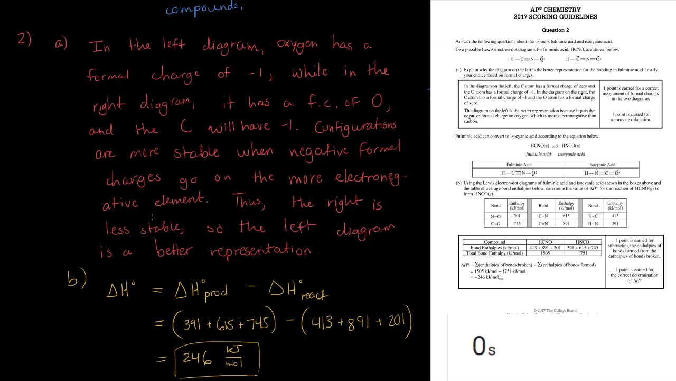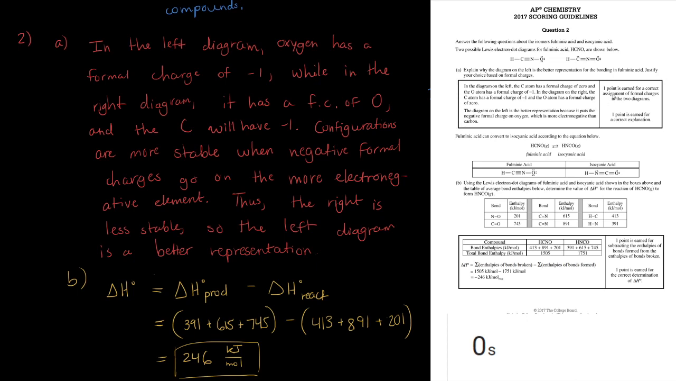So this is the formal charge guy. We can say in the diagram on the left, the C atom has a formal charge of 0 and the O atom has a formal charge of -1. In the diagram on the right, the C atom has a formal charge of -1 and the O atom has a formal charge of 0. The diagram on the left is a better representation because it puts negative charge on the oxygen, which is more electronegative than carbon.